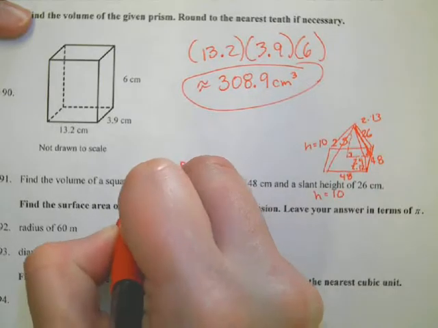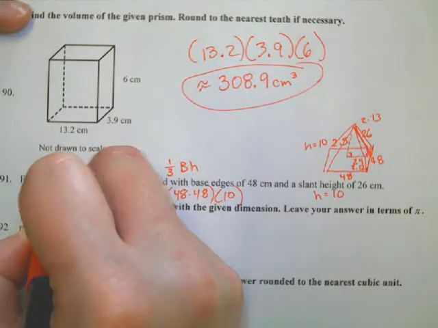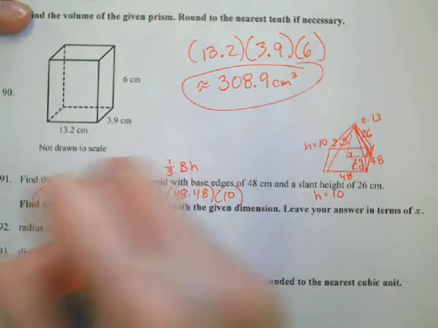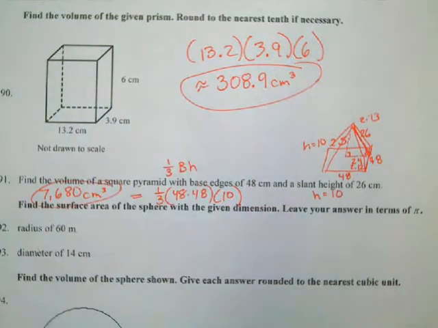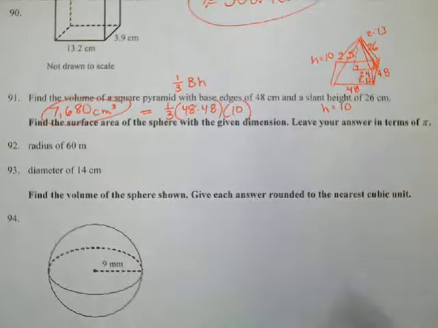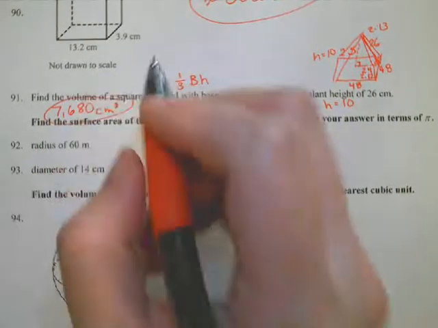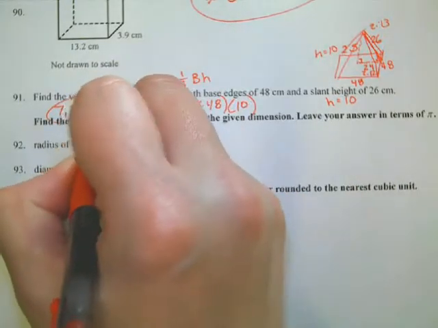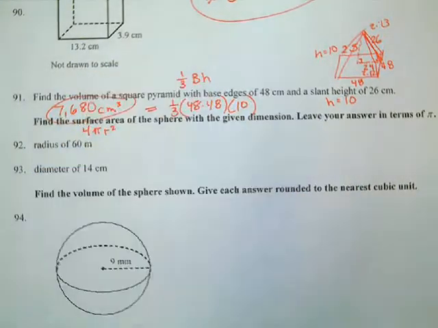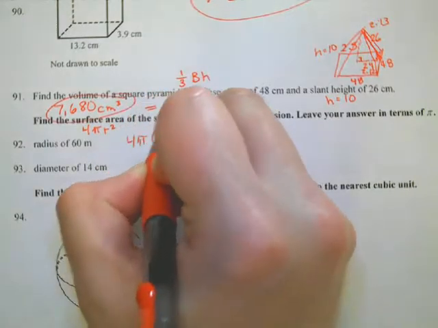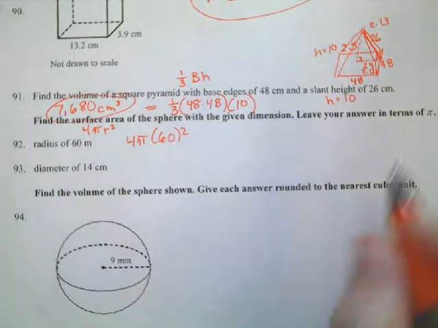Okay? Surface area of a sphere is 4 pi r squared. Okay? So they give us the radius here. 4 pi times the radius of 60 squared. And this does want your answer in terms of pi. So 60 squared times 4 gives us 14,400 pi meters squared. That exact problem, I believe, was on the last test. I think this one was too.